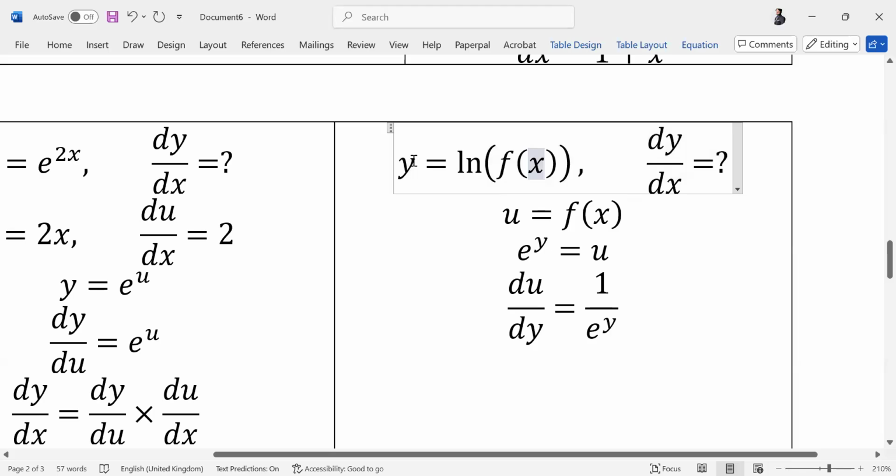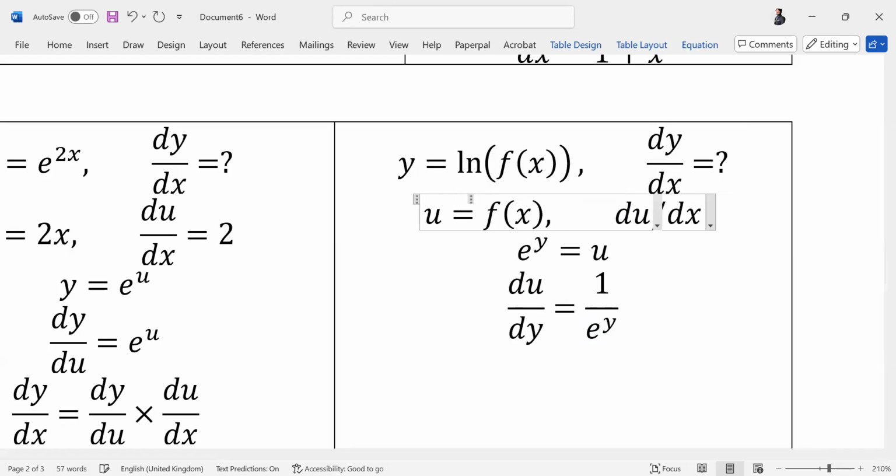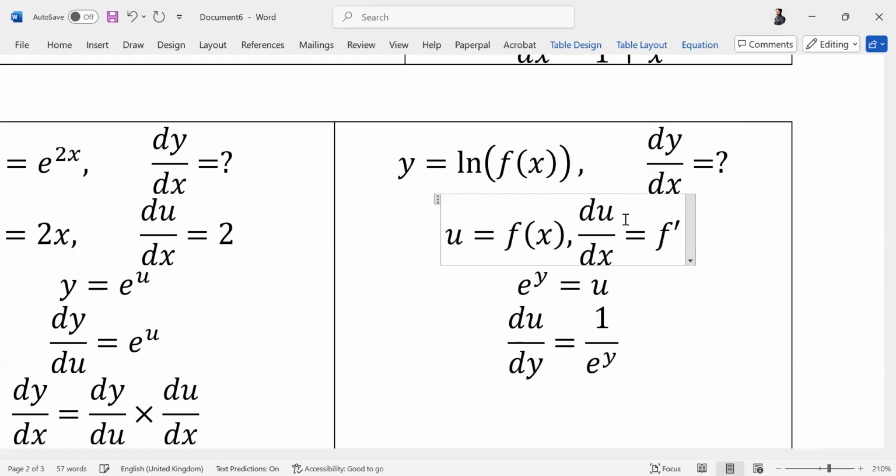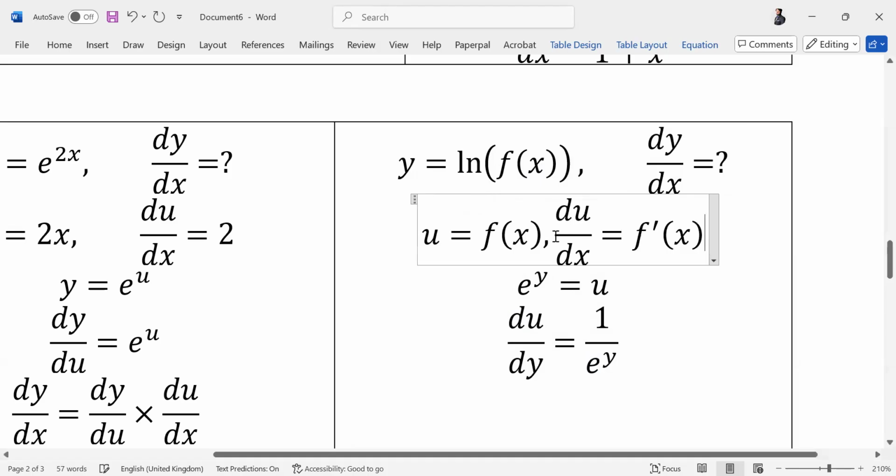So I am doing ln of any particular function. Now, in order to ease things, let me write the function as u. It becomes a little easier. So if I take u as f(x), removing the ln, I get e to the power y is u. If I differentiate it, I'll get du by dy, which is e to the power y. And if I differentiate this, I'll get du by dx, which is f dash x. The derivative of f(x) is f dash x, right?